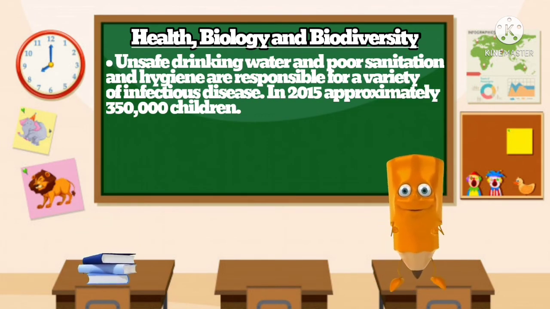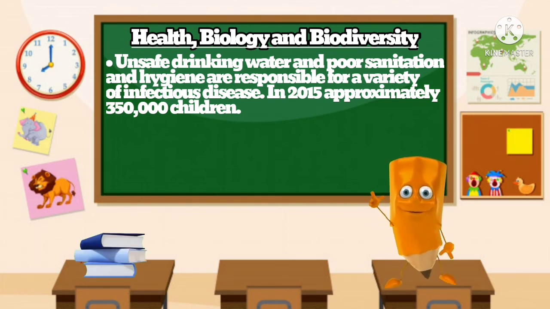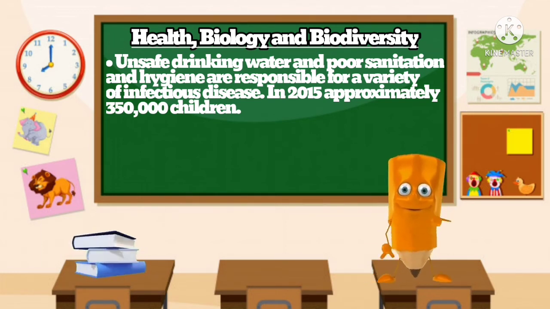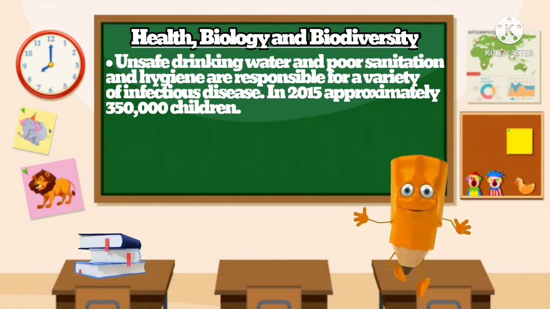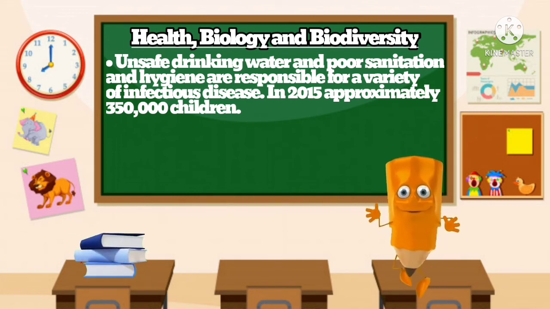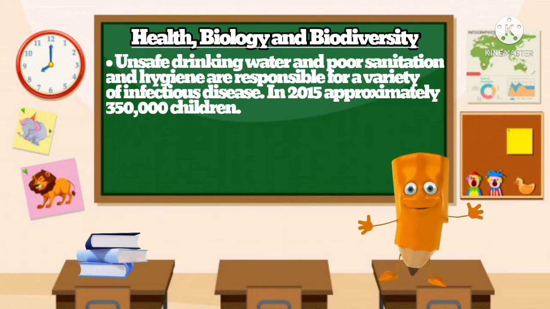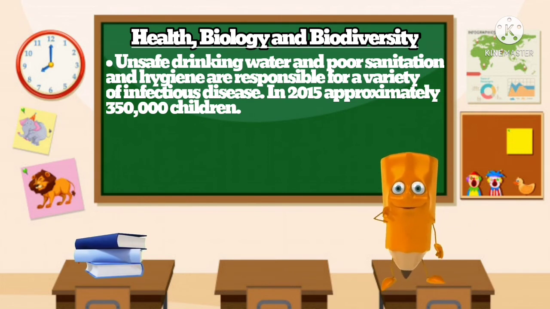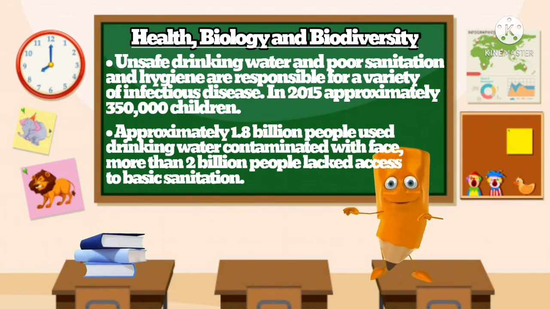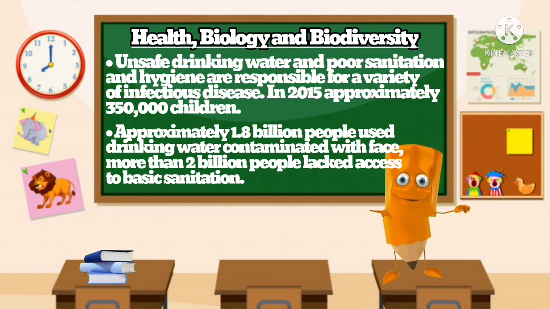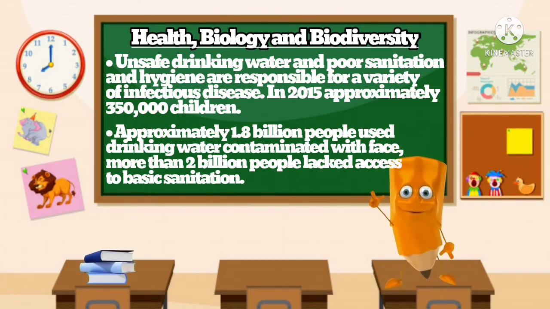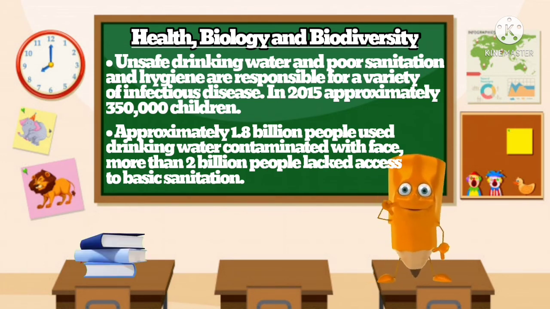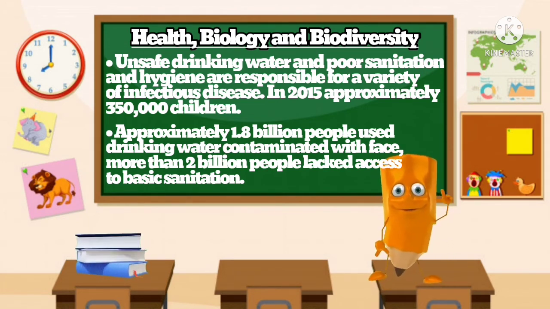Unsafe drinking water and poor sanitation and hygiene are responsible for a variety of infectious diseases. In 2015, approximately 350,000 children under the age of 5 died from diarrhea, disease related to unsafe drinking water. Approximately 1.8 billion people use drinking water contaminated with waste. More than 2 billion people lack access to basic sanitation.